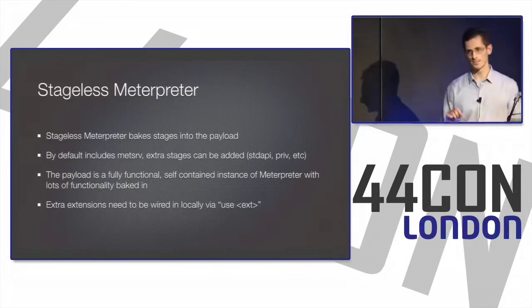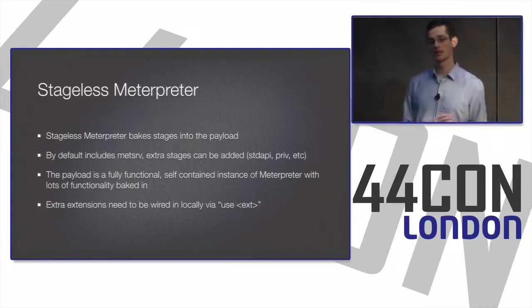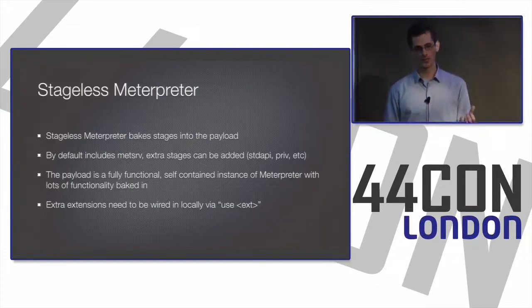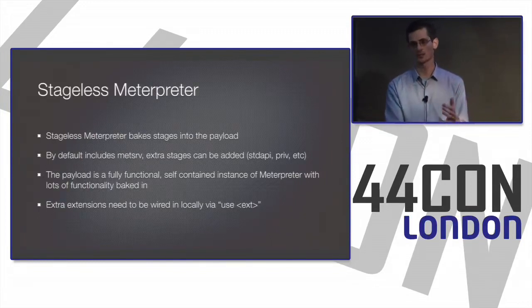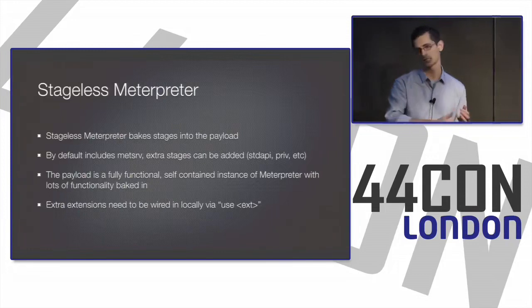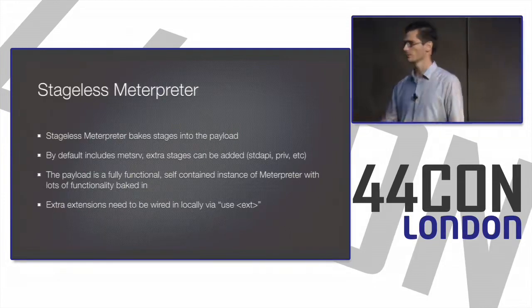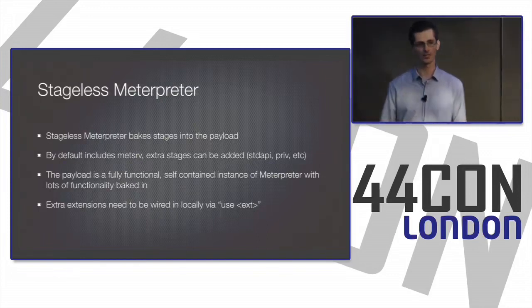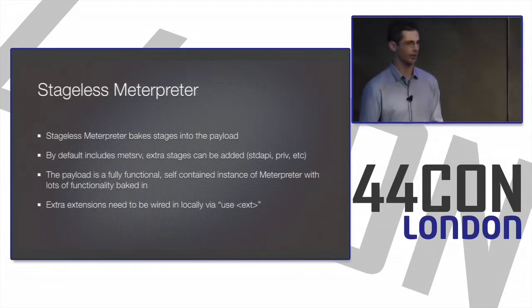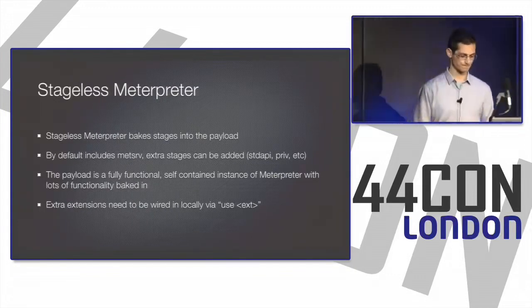By default, you will only get Metserve. I'll show you how this is generated in just a minute, but by default, when you create a stageless Meterpreter, it will only have Metserve in it, and that's the thing that's responsible for communications, right? That's the thing that wraps things in a TLS socket so that things aren't as easy to detect. But you can add more. You can add whatever extensions you like. By default, I usually use standard API and priv because that's what has to be there for things to function anyway. And you can specify all of these things on the command line.